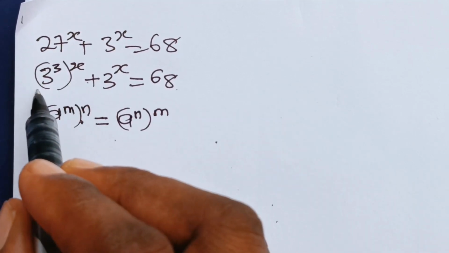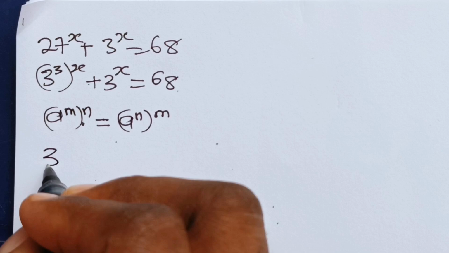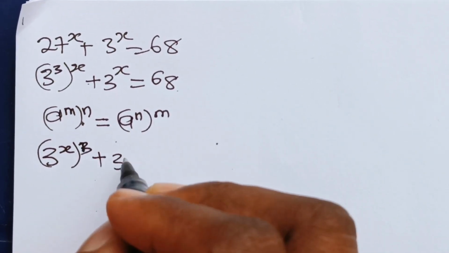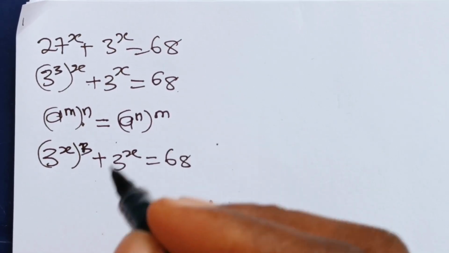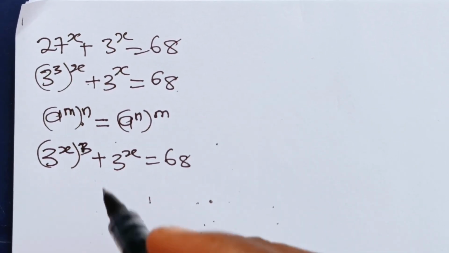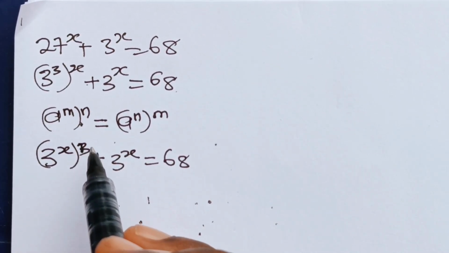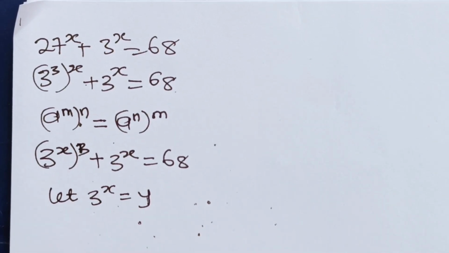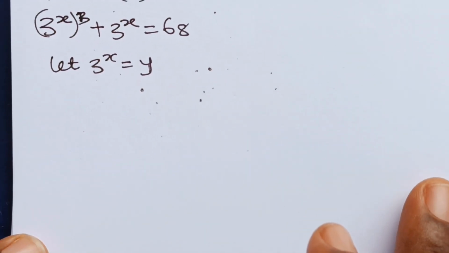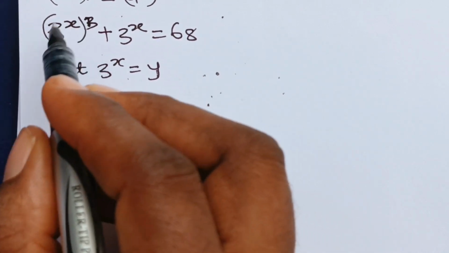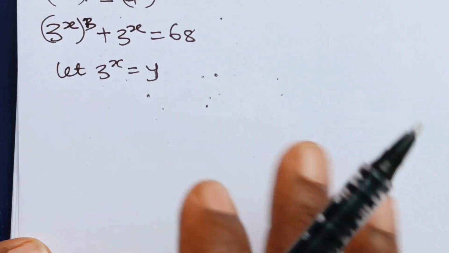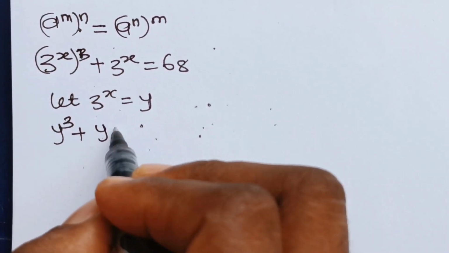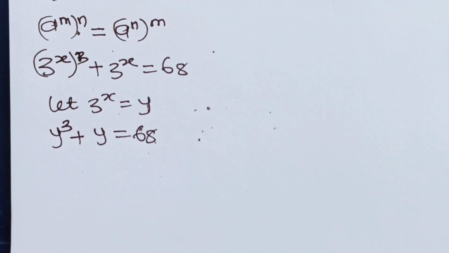Therefore, we can rewrite this as 3 to the power of x raised to the power of 3 plus 3 to the power of x is equal to 68. Now we have 3 to the power of x here and 3 to the power of x here. So we can say let 3 to the power of x be equal to y. Once we make that statement, this automatically becomes y to the power of 3. So we have y to the power of 3 plus y is equal to 68.